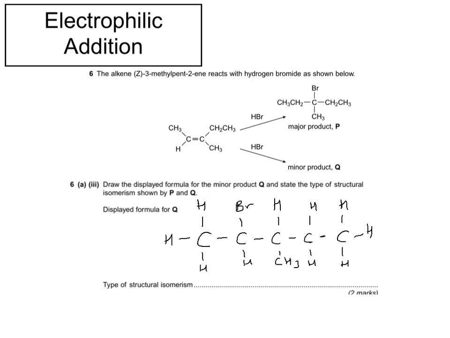The type of structural isomerism you'll recognise from Chem 1. You can see that the position of the bromine has changed from the third carbon to the second carbon, and so this is a position isomer. You do need to remember your Chem 1 knowledge for the Chem 2 exam.